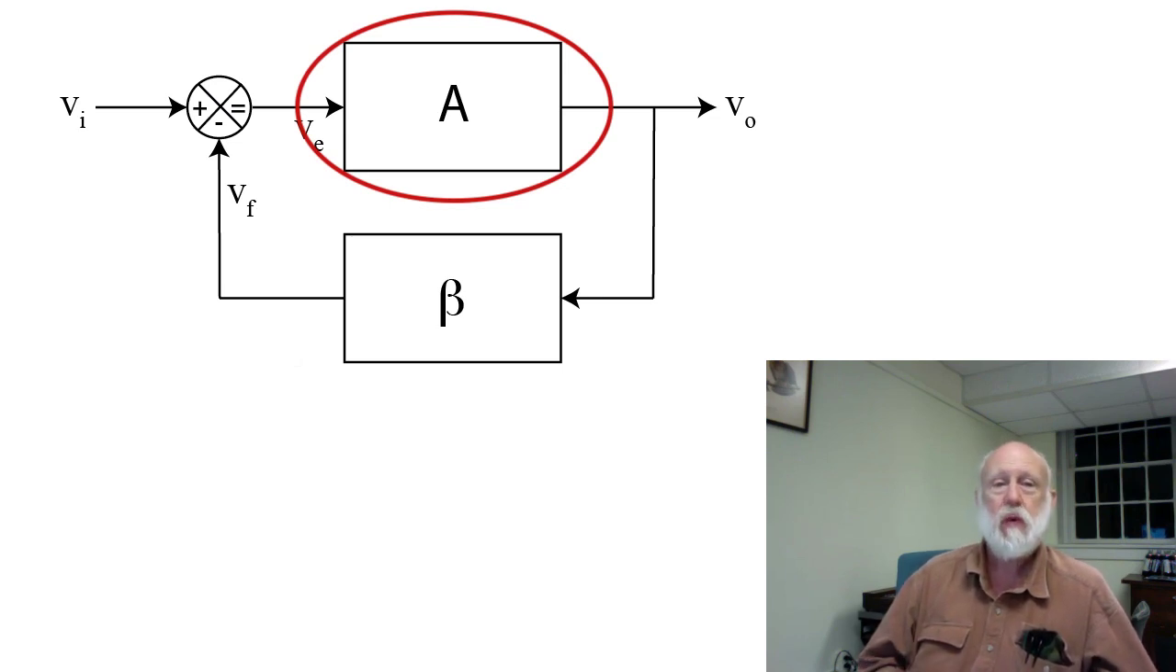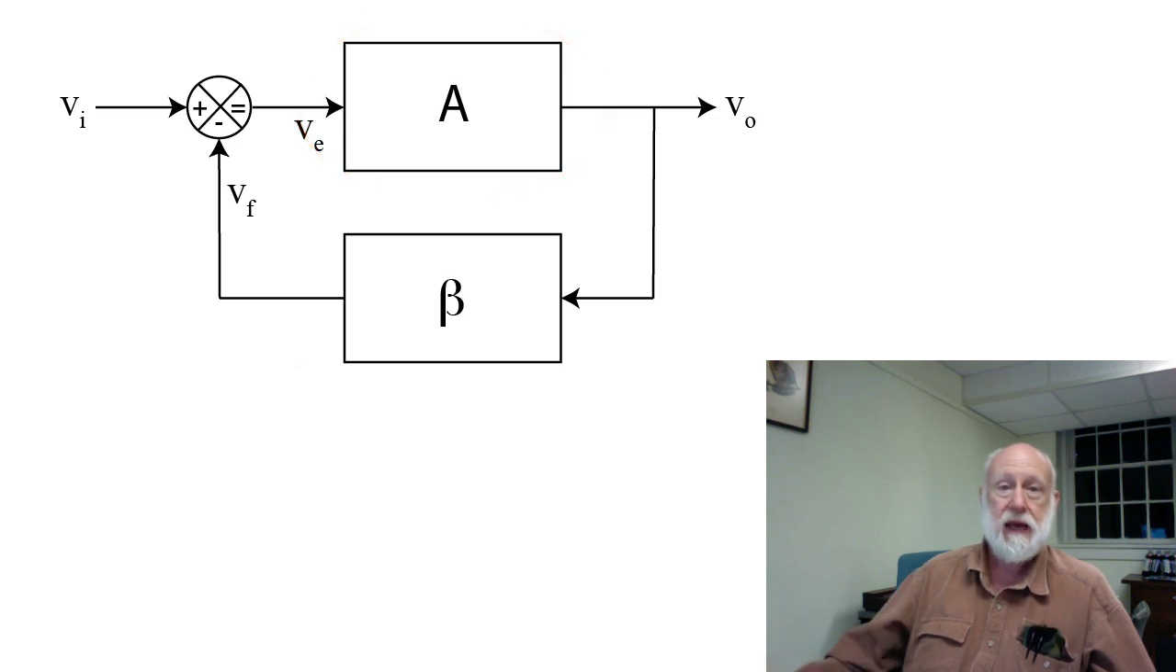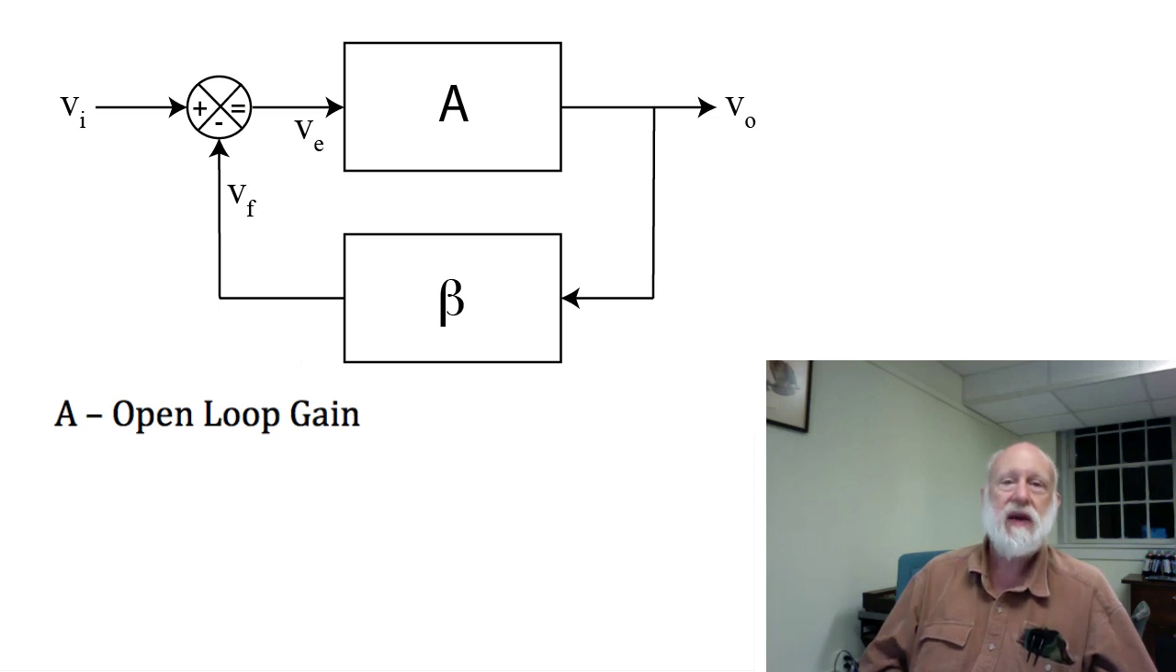A is the thing we have been assuming all this time to be infinite, which it really is not. And A has a name, and that is called the open loop gain. In other words, this is the gain of the amplifier stage without putting it in the loop. If you just sit the op-amp there by itself and hook it up, no feedback of any form, that's going to be its gain, A.